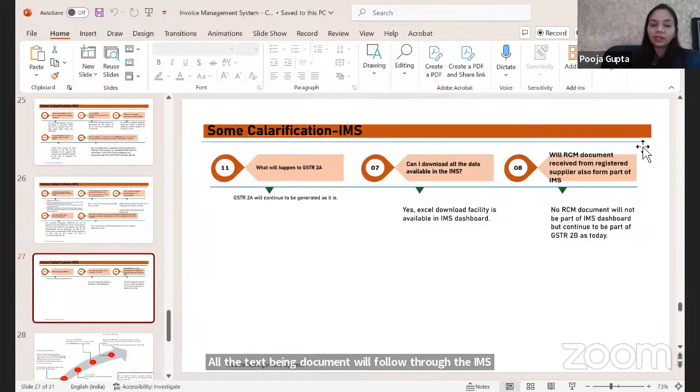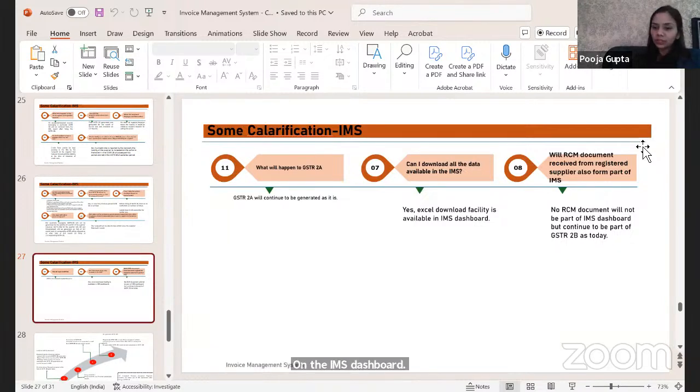Those were the clarifications that have been issued by the CBIC on the IMS dashboard. And now we have captured the detailed procedure, practical view, and the clarifications on the IMS dashboard. If anybody has any questions.